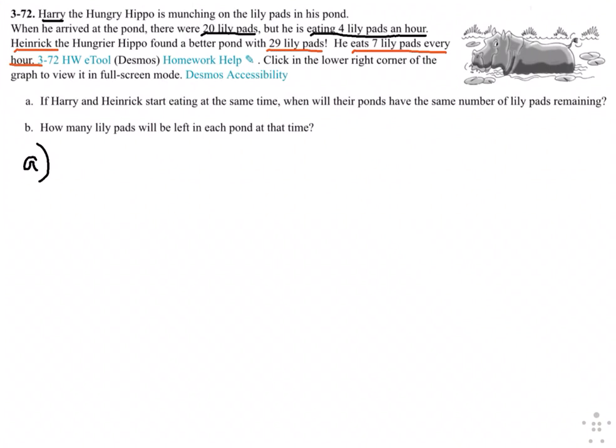So we need to set up an expression. So Harry, there's 20, and then we take away 4 every hour, right? So if x is number of hours, then that's 4x. And we want to know when that would be equal to Heinrich's, which is 29 lily pads, but he eats 7 every hour, right? And we want to see when these are equal.